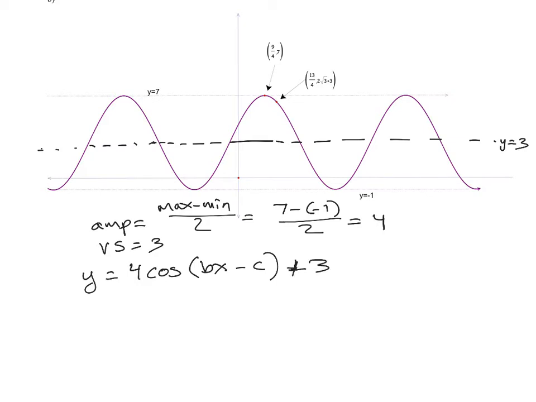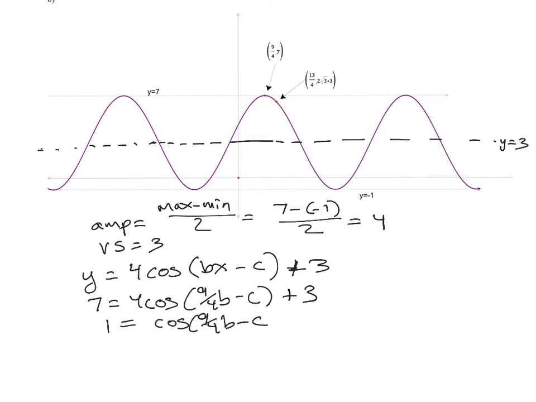Okay, so let's now plug in some points. I have the point (9/4, 7), so I've got 7 equals 4 cosine(9/4 b minus c) plus 3. Notice I'm plugging in 9/4 for x and 7 for y. All right, let's isolate the cosine. If I subtract 3, I get 4. And then if I divide by 4, I get 1. So I've got 1 equals cosine(9/4 b minus c).